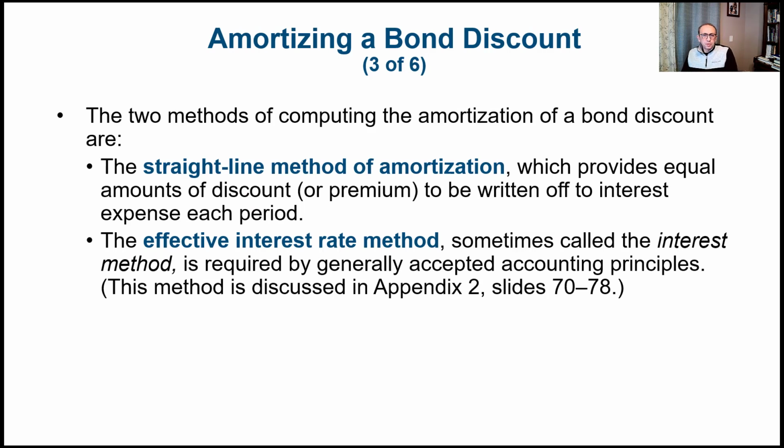So the two methods of computing the amortization of a bond discount are the straight-line method of amortization, and the other one is called the effective rate method. For simplicity, we're just going to cover the straight-line method, which provides equal amounts of discount or premium to be written off to interest expense each period. The effective interest rate method, sometimes called the interest method, is required by GAAP. And again, for the sake of this class, I'm not going to focus too much on it. For those of you who are going to major in accounting, this is something that you will be doing more often.